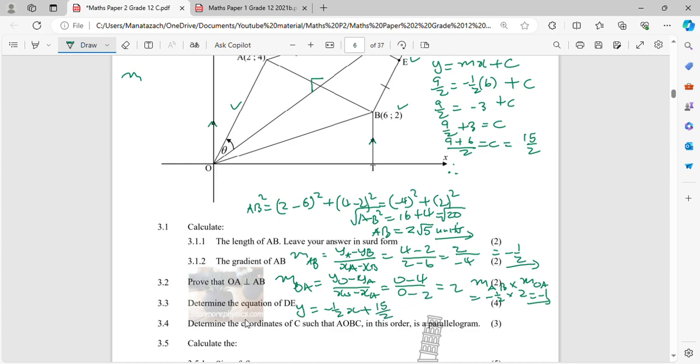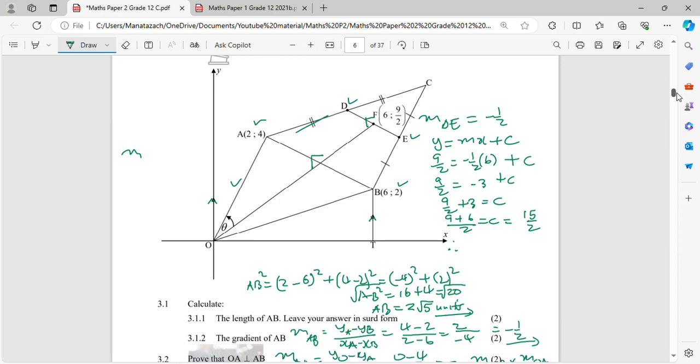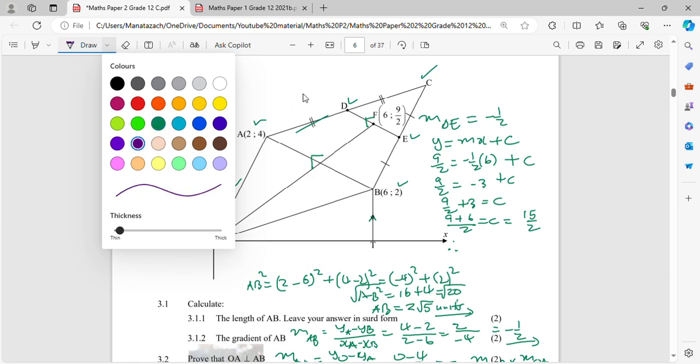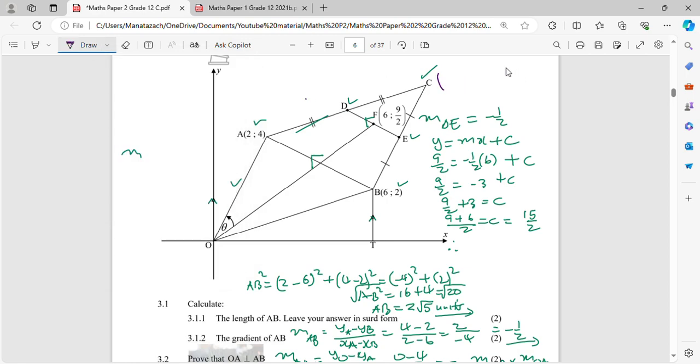So now let's go to the fourth question. Determine the coordinate of C such that A, O, B, C in this order is a parallelogram. Let's look for point C. Point C is over there on top. Now let me just change the color for this question. Okay, let's start with the x coordinate. You'll realize that the x coordinate for B is 6.